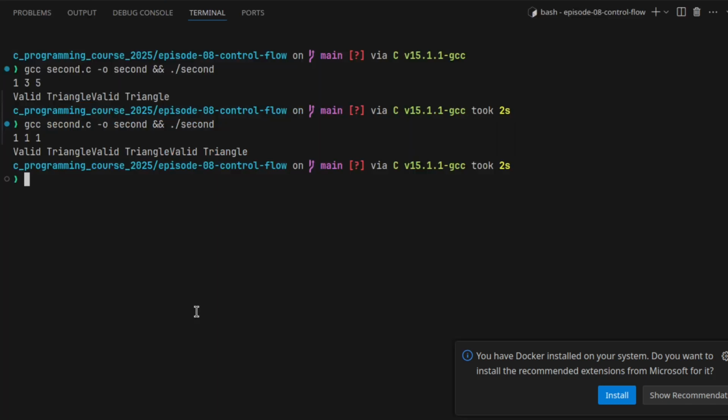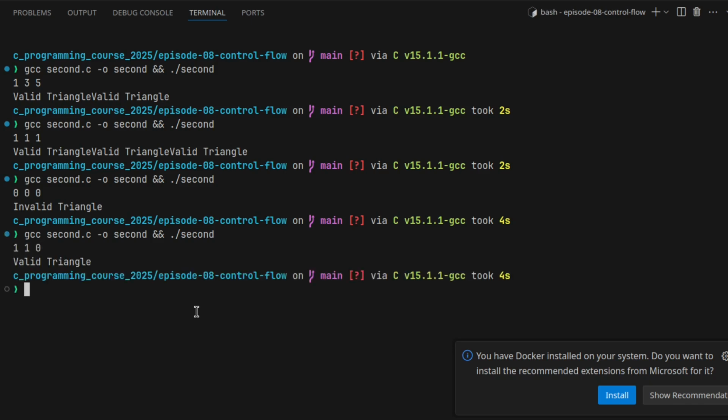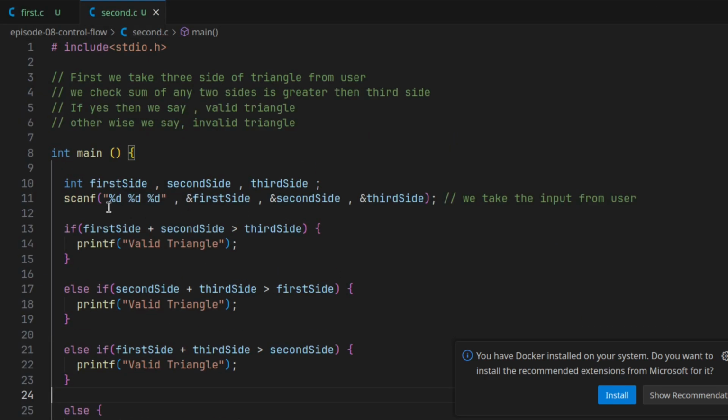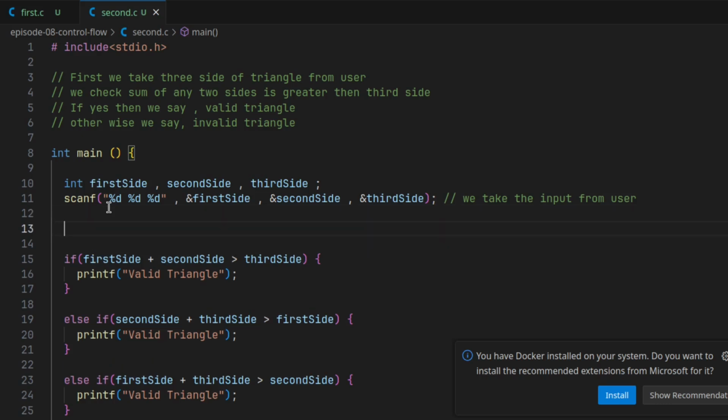Let's press Ctrl S, and at this time I write 0 0 0: invalid triangle, because a triangle with no side does not exist in the world. Let's again write 1 1 0. Is it a valid triangle? No, this is also not a valid triangle. Why? Because 1 1 0 means you have only two sides. So this is also right. No side can be 0. If any side is 0 or negative, then we say this is not true either.